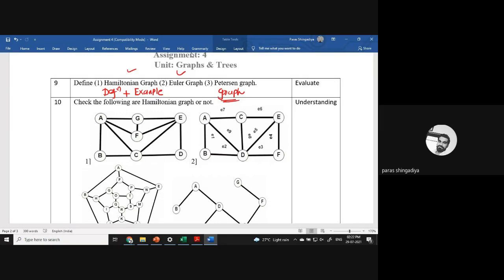Just write a definition of Hamiltonian graph. Okay. And then after, draw one example. Okay, create. And then after, Euler graph.